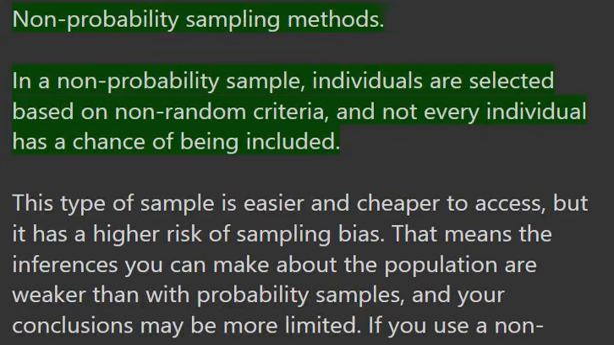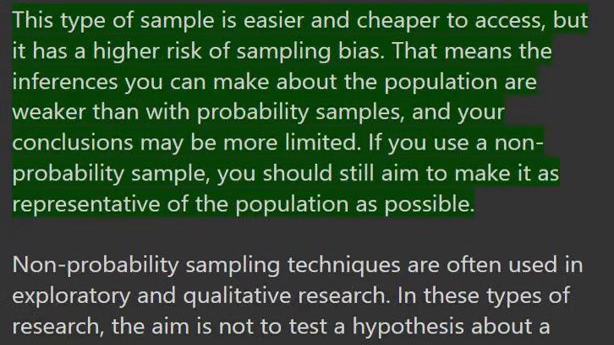Non-probability sampling methods. In a non-probability sample, individuals are selected based on non-random criteria, and not every individual has a chance of being included. This type of sample is easier and cheaper to access, but it has a higher risk of sampling bias. That means the inferences you can make about the population are weaker than with probability samples, and your conclusions may be more limited. If you use a non-probability sample, you should still aim to make it as representative of the population as possible.